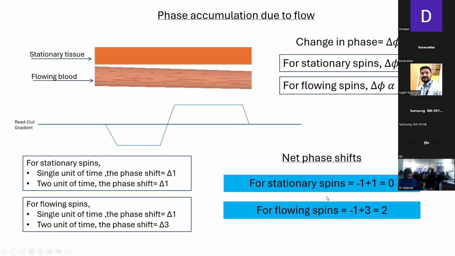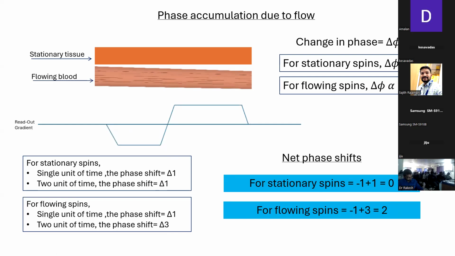So again, what is the net phase shift? We can calculate that. Because it is a negative lobe, the first one will be -1. Then again, a positive lobe, we get +3. If we add these up, we get a positive value, which is 2, which tells us there is some net phase shift, and we are going to face a lot of artifacts here.